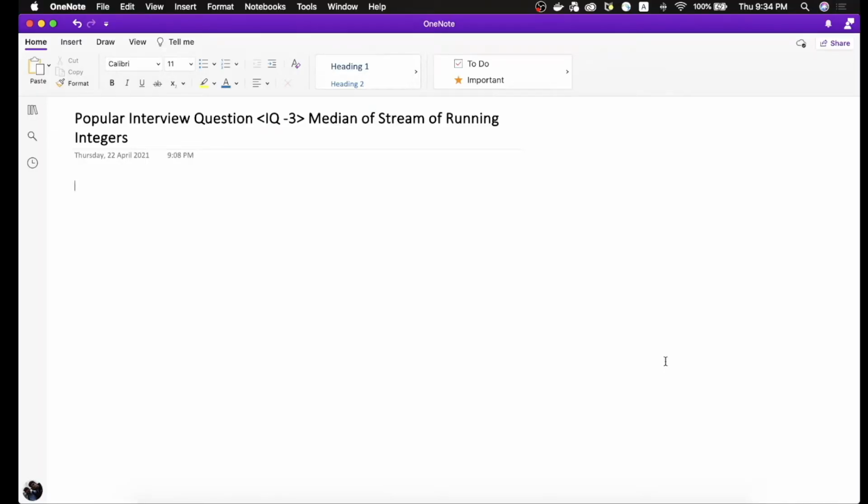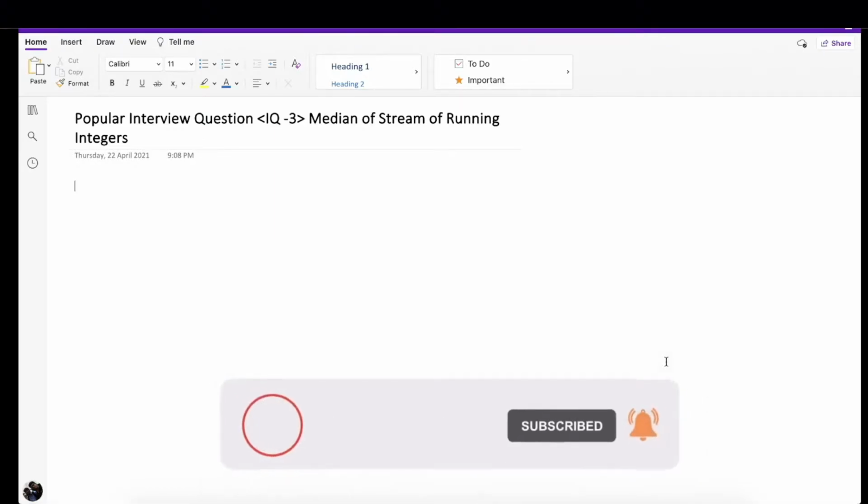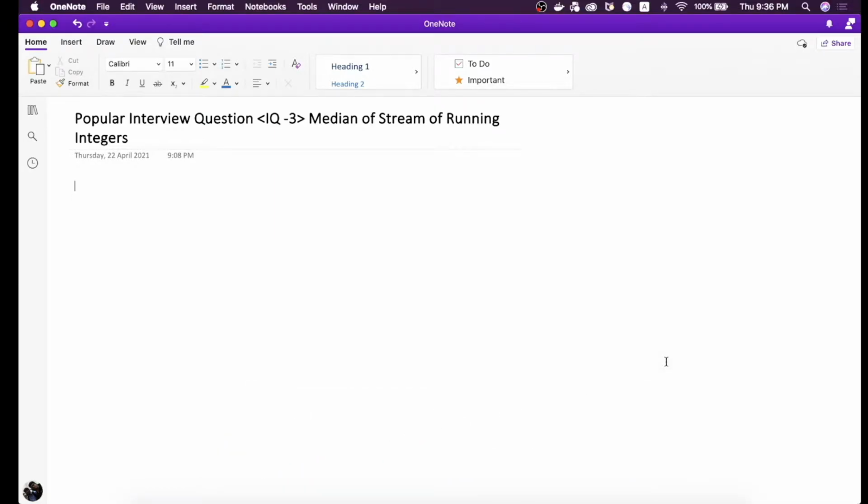And today we are back with another important question for technical interview, and today's question is finding the median of a stream of running numbers. So without wasting much time, let's start with solving this problem of finding the median of a stream of running integers. Before going into the solution of this problem, let us first understand the problem.